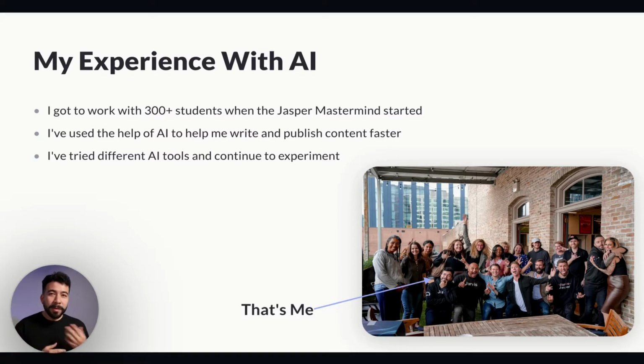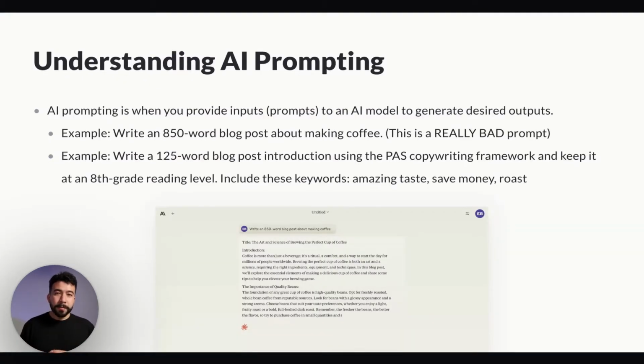So I do have a little bit of experience with AI, and I hope I can really help you at least learn one thing from this entire video. So first of all, you need to understand AI prompting. So what is prompt engineering? AI prompting is when you provide inputs or a prompt to an AI model and you get a desired output. So an example here is: write me an 850 word blog post about making coffee.